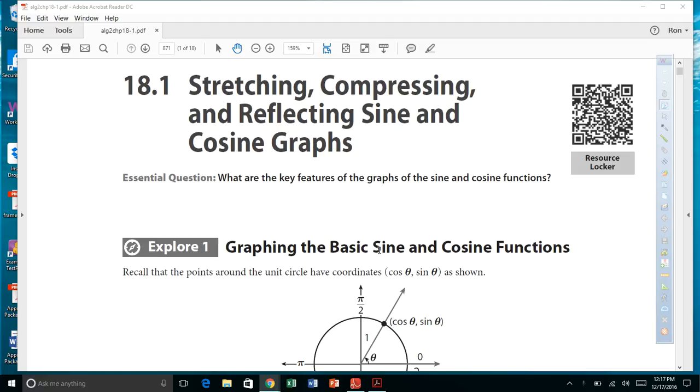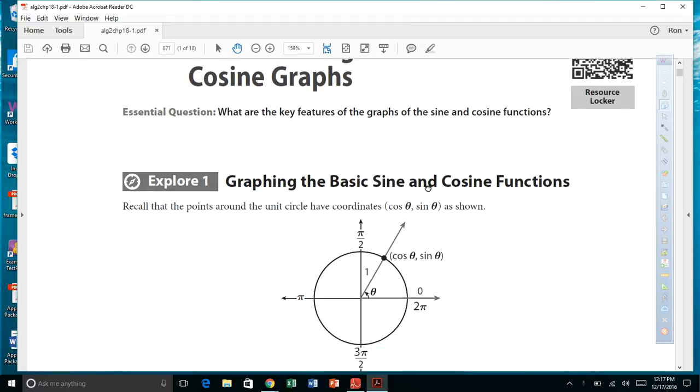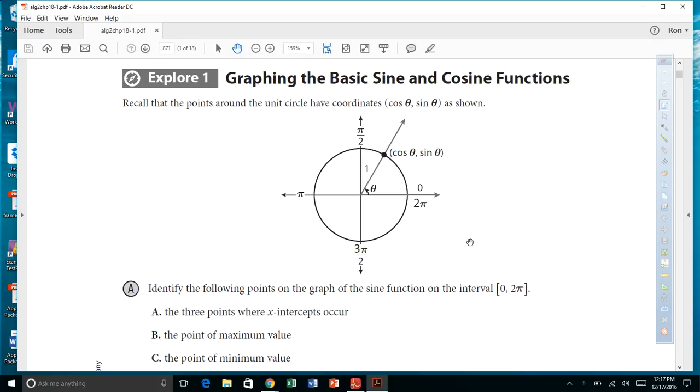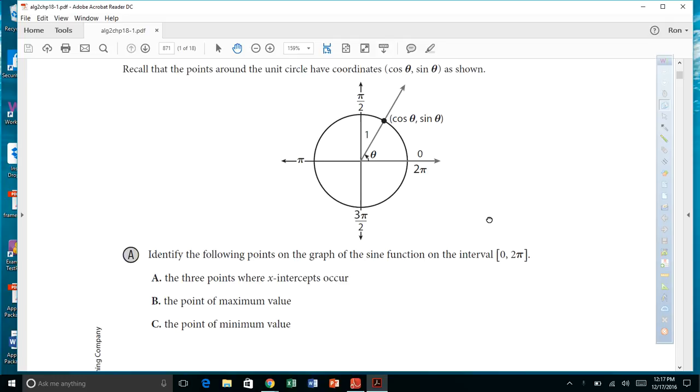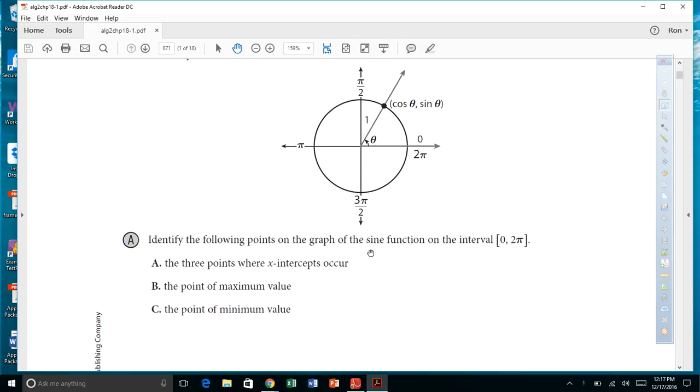Reflecting sine and cosine graphs. Graphing the basic sine and cosine functions. Recall that the points around the unit circle have coordinates cosine theta, sine theta as shown. Identify the following points on the graph of the sine function on the interval from 0 to 2 pi.